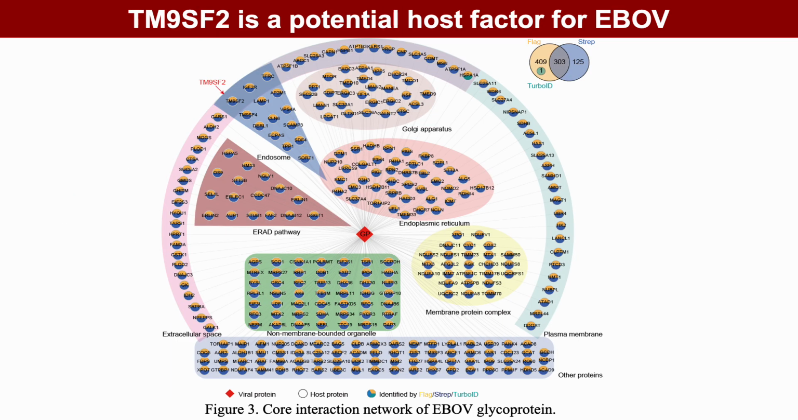To investigate host factors involved in viral entry, we classified core GP interactors by cellular component annotations. This revealed that 304 core interactors localized to membrane-associated organelles. TM9SF2 was identified in multiple omics studies and linked to infections by various viruses, suggesting a potential role in viral entry. However, its function in viral infections remains unclear, and its involvement in EBOV infection has not been previously established.